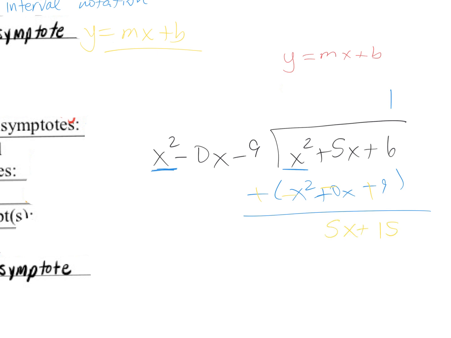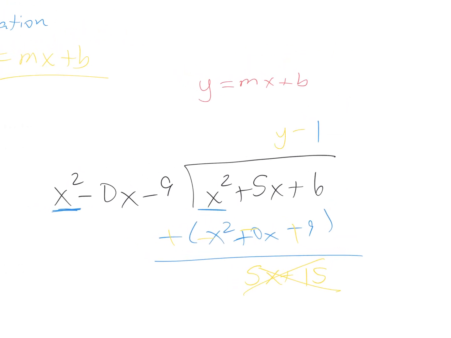5x plus 15. Okay, is there anything else to bring over? No. So 5x plus 15 is your remainder, so it doesn't mean anything. What this says right here is y equals 1. Didn't we already get y equals 1 for something? Yeah. What was it?